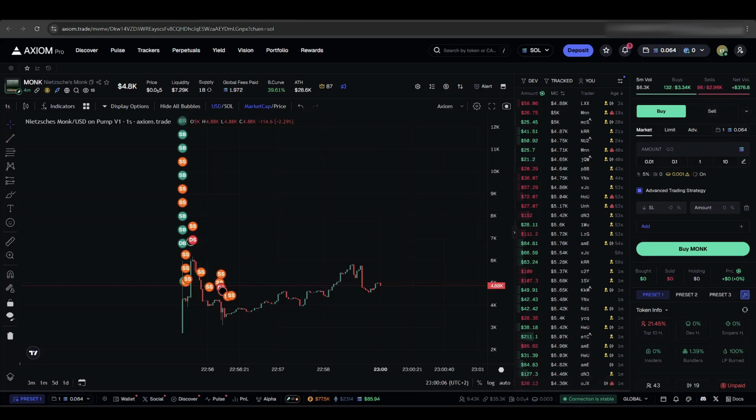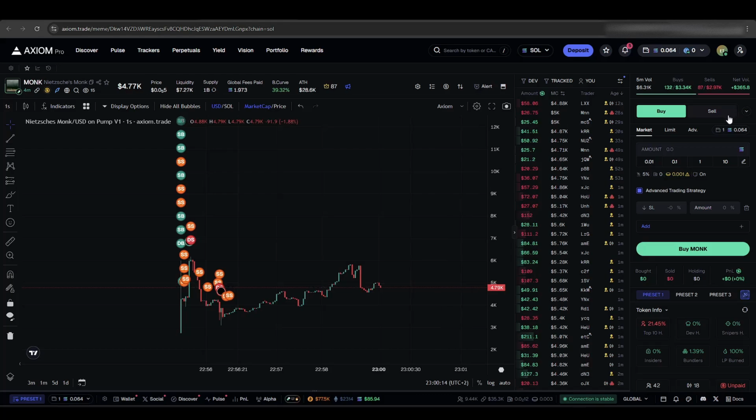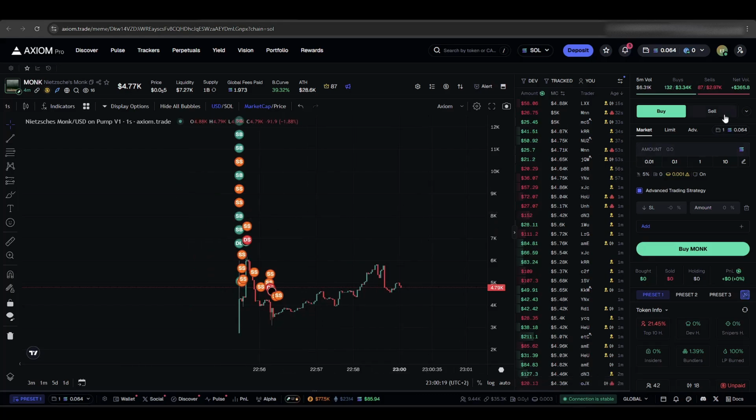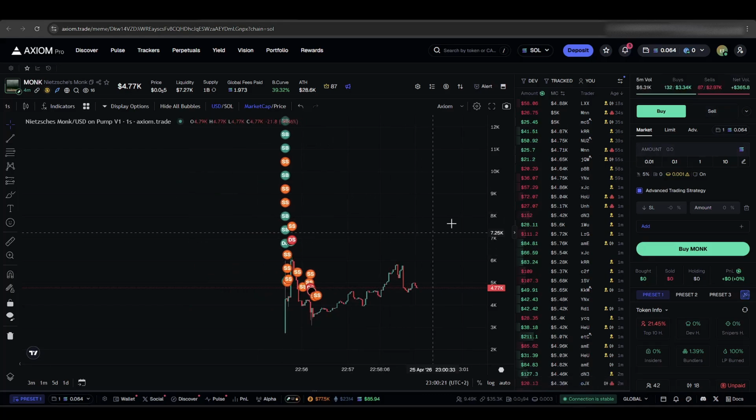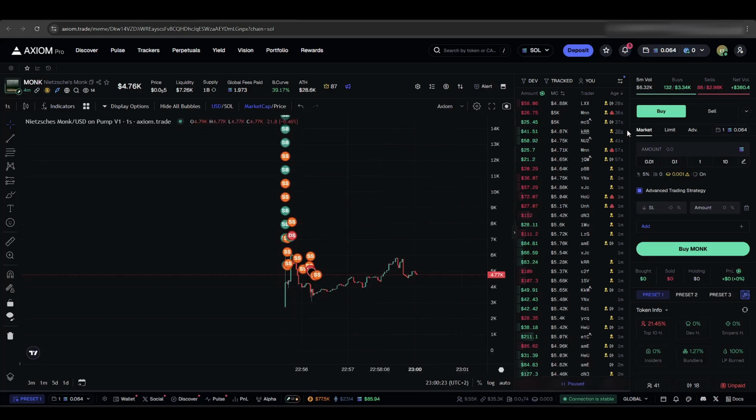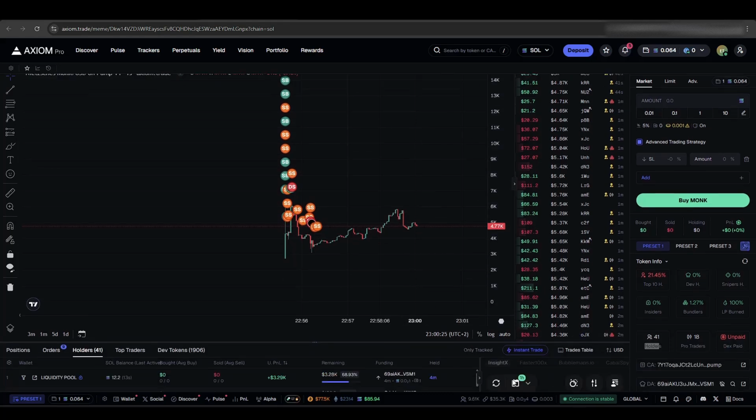Now, the next important thing is this number over here, net volume. So as long as the net volume is green, it's good, which means more people are buying than selling, right? So as long as this one is green, we are good. It's not a guarantee, but it's definitely a good sign, let's say.